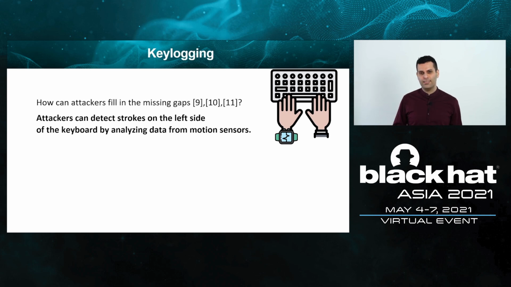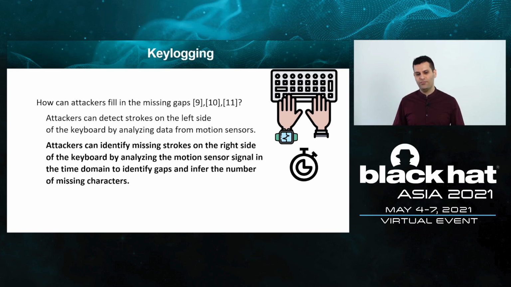Now, various studies have suggested methods to fill in the missing gaps. The first stage that they suggested is that attackers can easily detect strokes on the left side of the keyboard by analyzing data from motion sensors. And the next thing is that attackers can identify missing strokes on the right side of the keyboard by analyzing the motion sensor signal in the time domain. And by doing so, they can identify gaps and infer the number of missing characters.